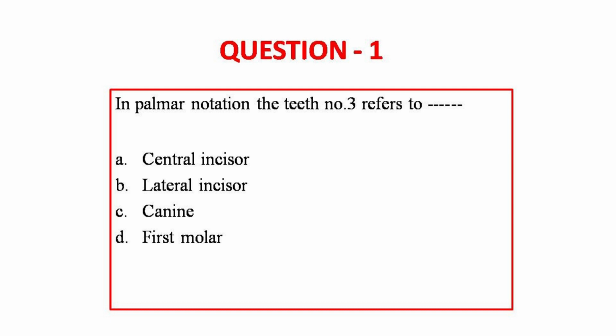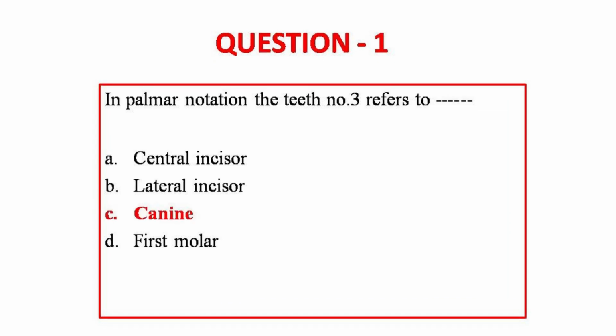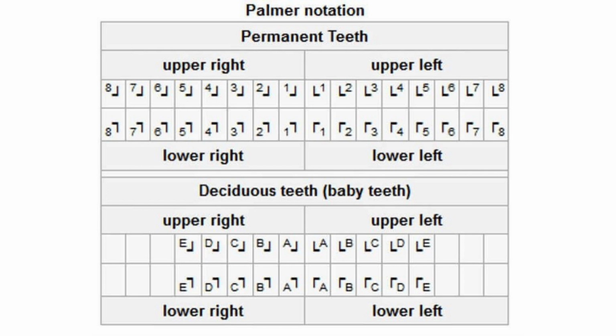So moving on to question number 1. In Palmer notation, the tooth number 3 refers to, they've given us 4 options: central incisor, lateral incisor, canine and first molar. The answer is canine. So let's see the Palmer notation chart. You can find that in the permanent dentition, number 3 is denoted for canine.